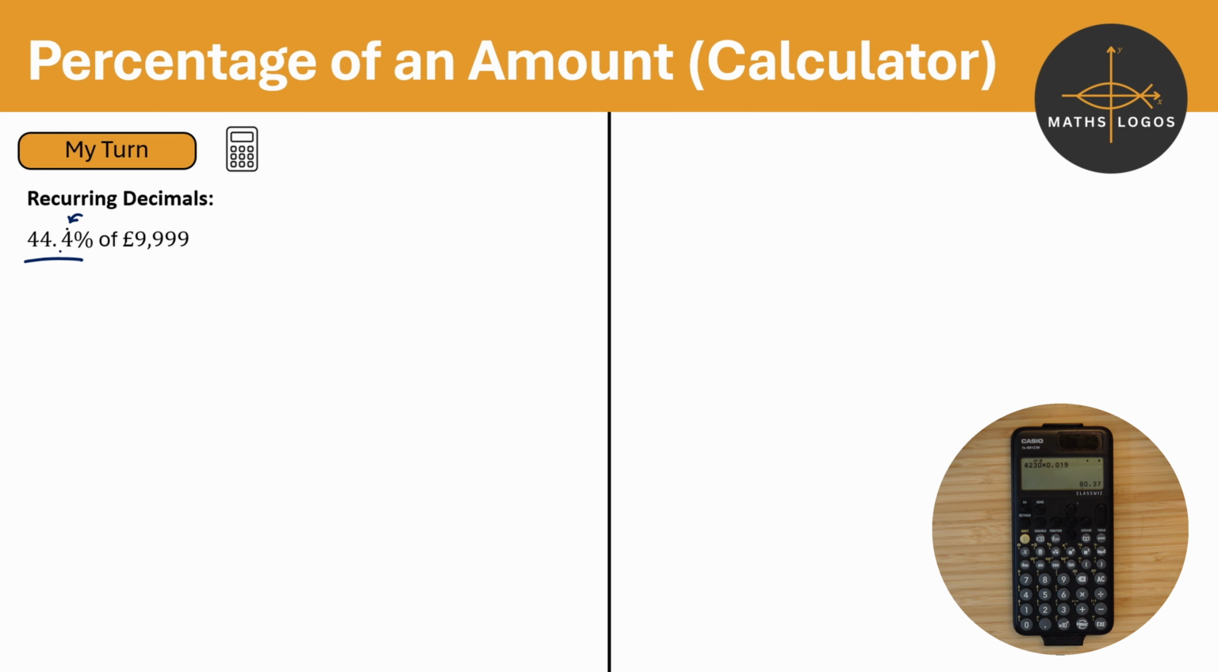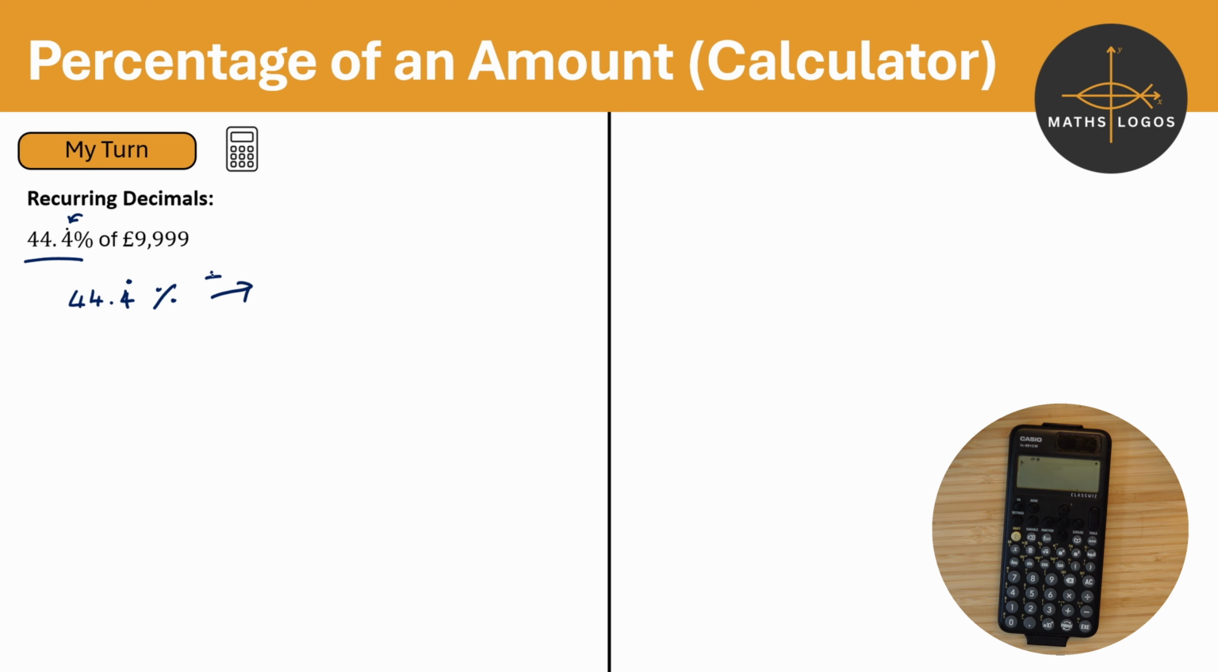My calculator doesn't have a dedicated recurring decimal button, so I need to force my calculator to recognize the recurring digit. So I'm going to turn my 44.4 recurring percent into a decimal by dividing by 100, and that would be equal to 0.4 recurring. And in order to force the calculator to register the recurring digit, I need to type in the digit 4, according to a bit of research I've done, 17 times. So I need to type it in quite a lot.